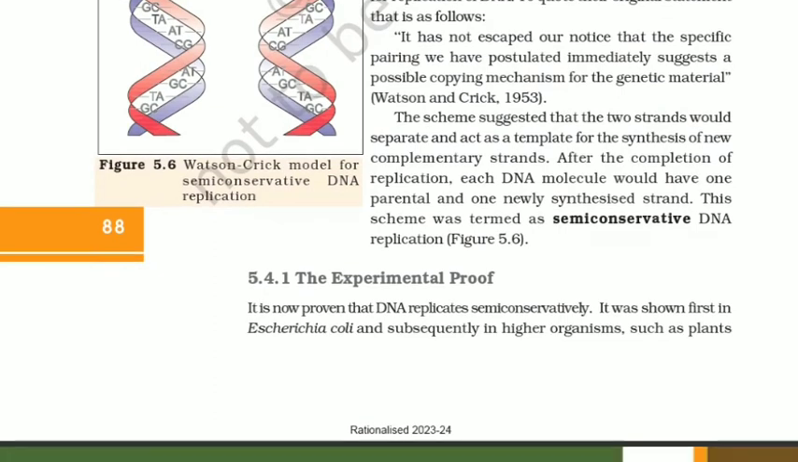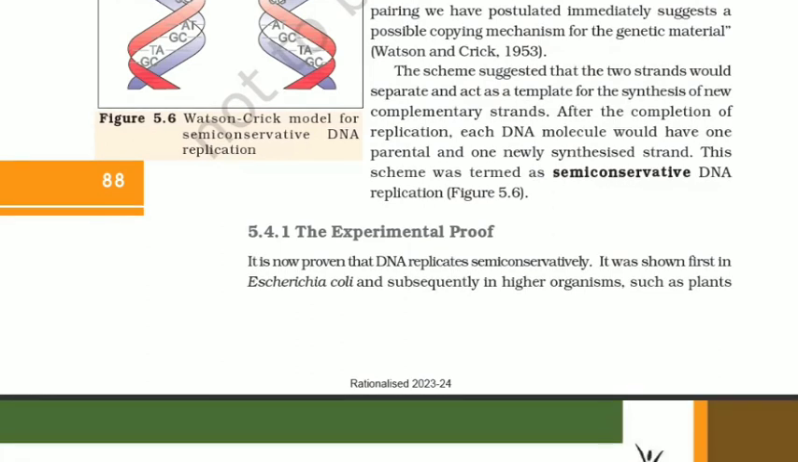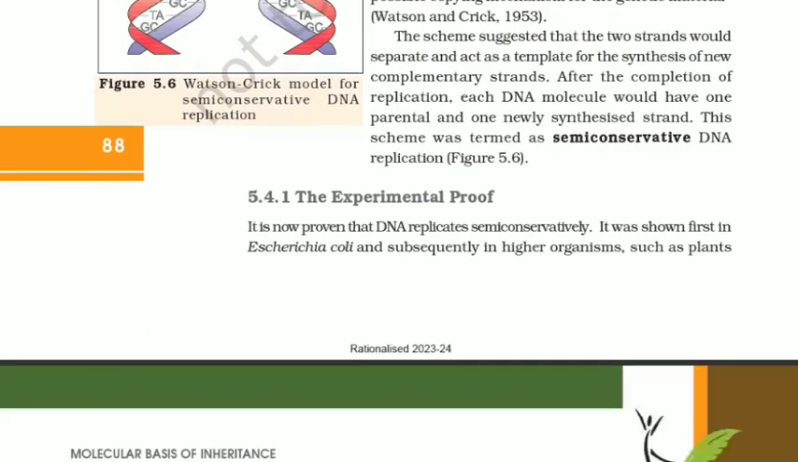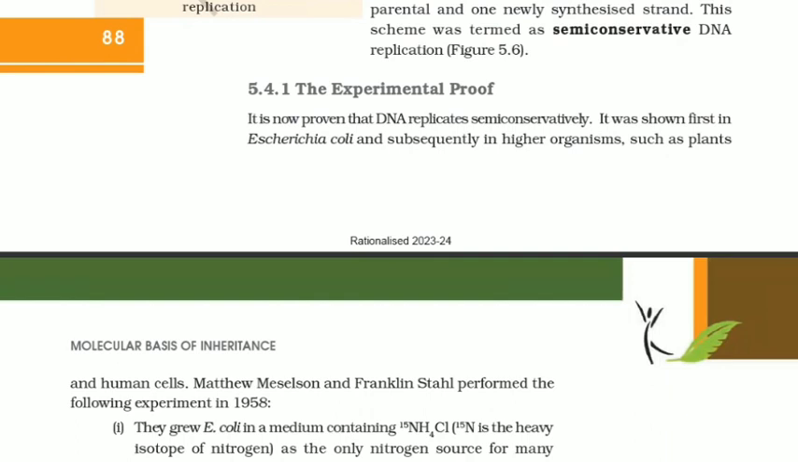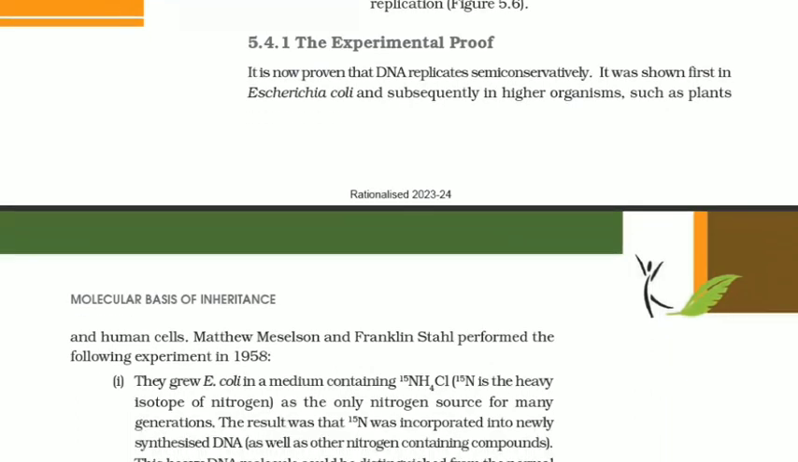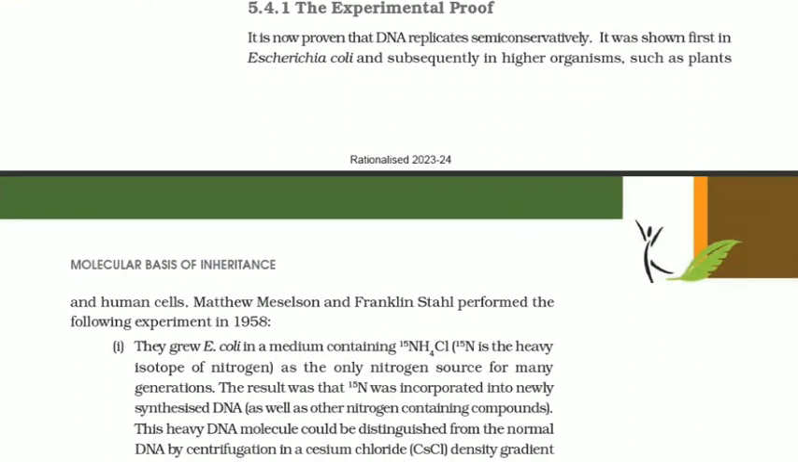The scheme suggested that the two strands would separate and act as a template for synthesis of a new complementary strand. After the completion of replication, each DNA molecule would have one parental and one newly synthesized strand. This scheme was termed semi-conservative DNA replication. 5.4.1 The experimental proof. It is now proven that DNA replicates semi-conservatively.